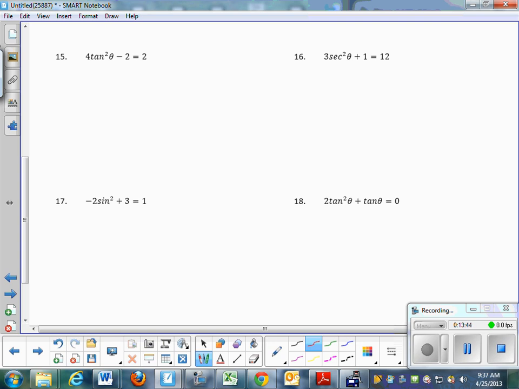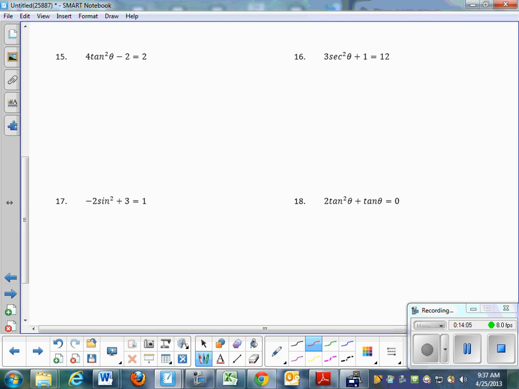Let's look at 15. I'll let you guys get some work done here on your own. We should be okay after this, I think. What's different about 15? It's squared. Just pretend like it's an x squared. Okay? We're going to solve it just the same.